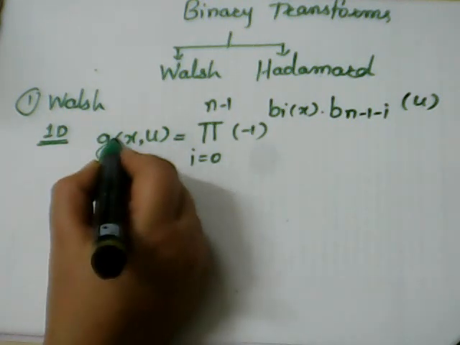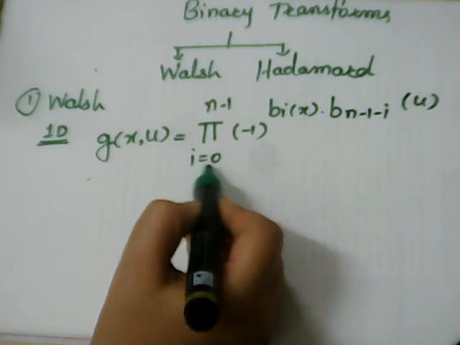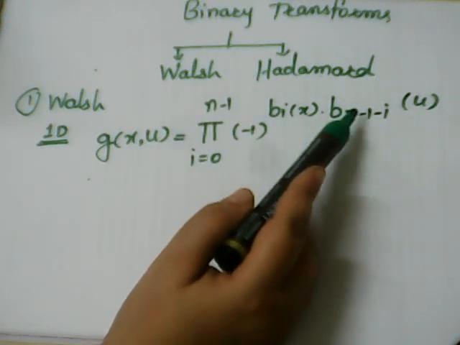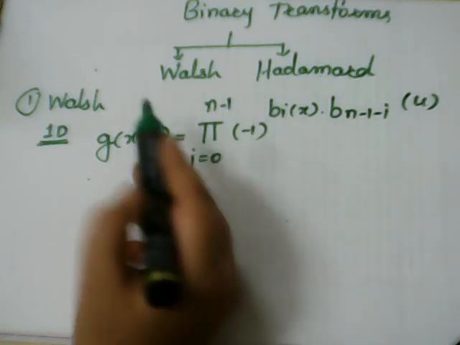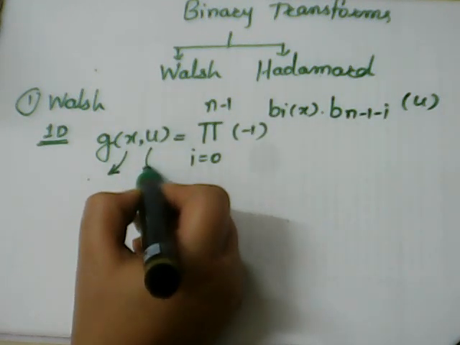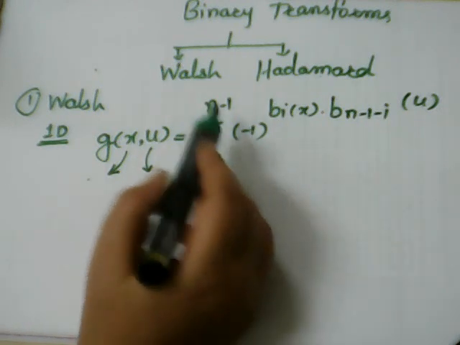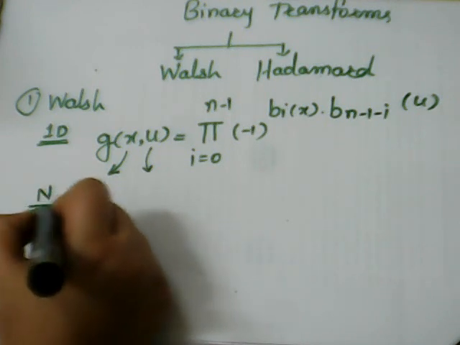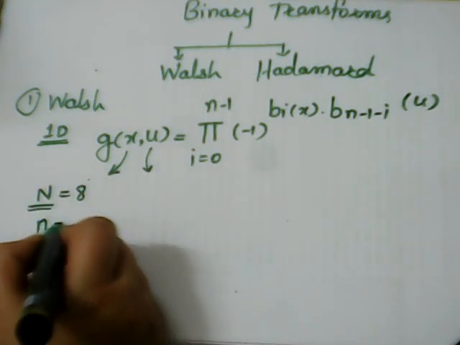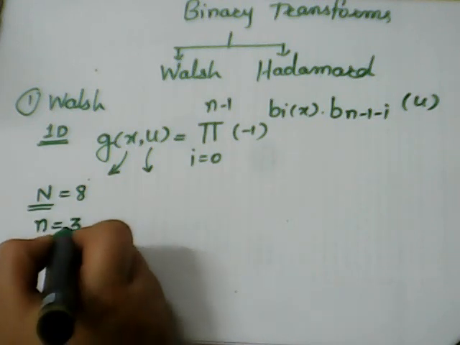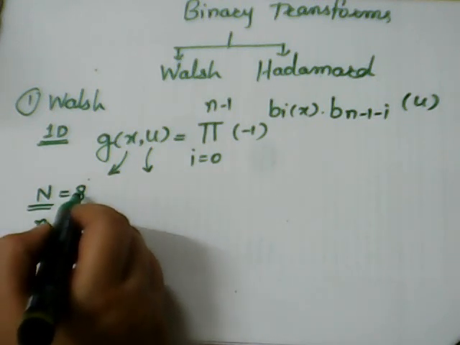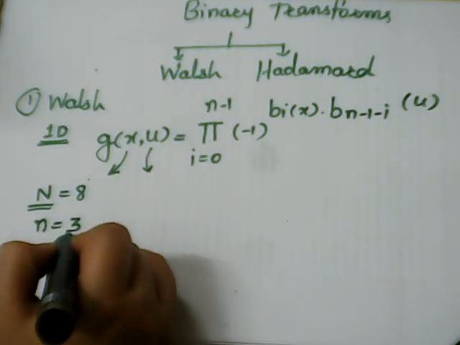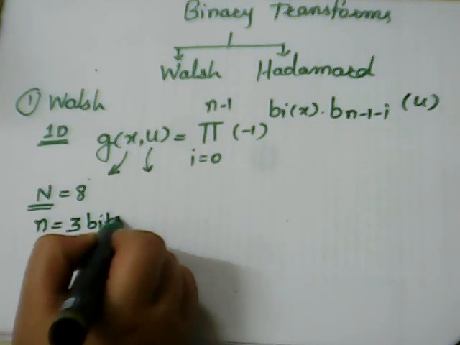g of x comma u is equal to product i equal to 0 to n minus 1 of minus 1 to the power bi of x into b n minus 1 minus i of u. x is a time domain variable, u is a frequency domain variable. This is a product. What is this small n value? Suppose we are calculating this for 8 by 8, then capital N is 8. So small n becomes 3. So number of bits required to represent every value, or 8 different values: how to represent it uniquely? It requires a bare minimum of 3 bits.